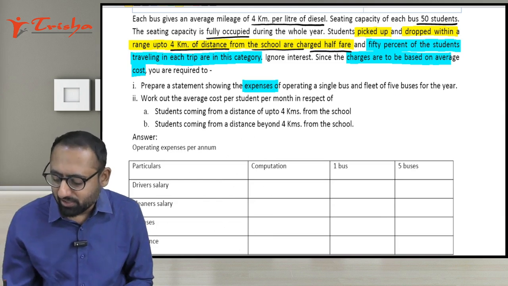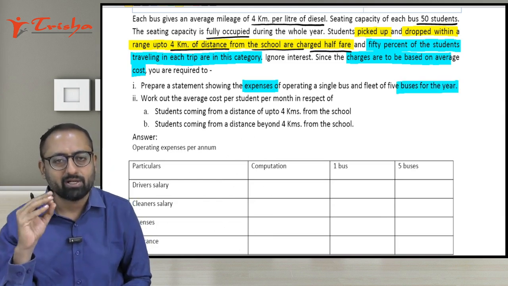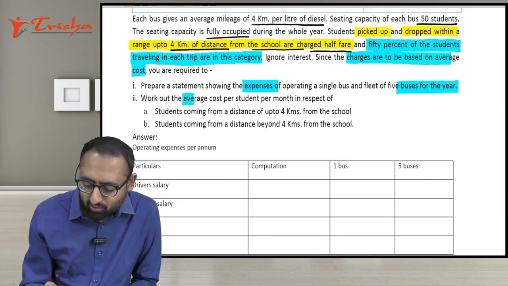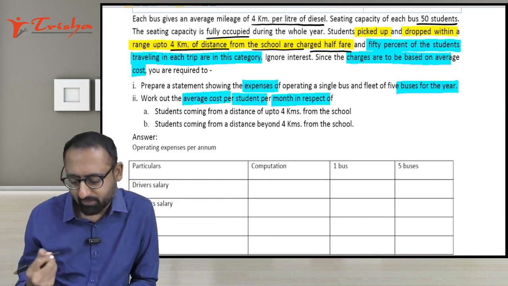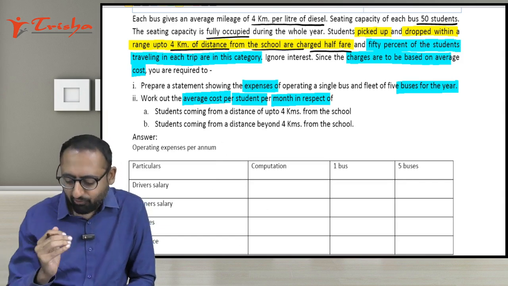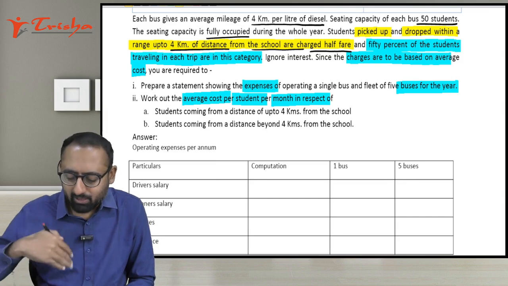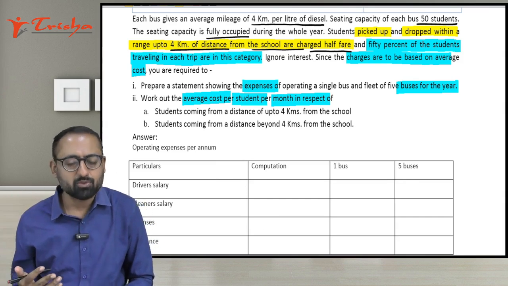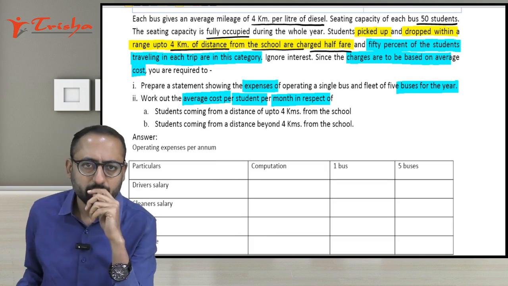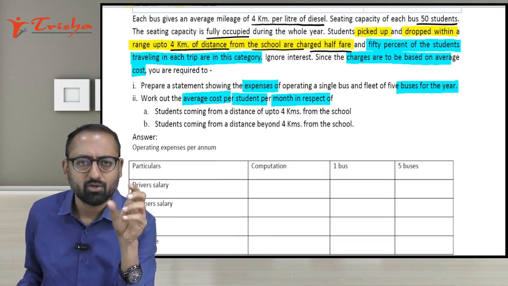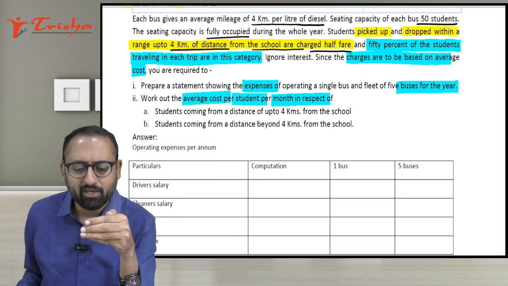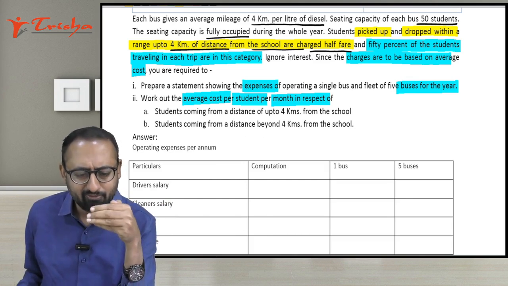Okay. Now here specifically it is given to calculate the expenses for the year. Next one, work out the average cost per student per month. Average cost per student per month coming within 4 km from the school and coming beyond 4 km from the school. So what will be the average cost and what will be the fare? Because fare is dependent on cost only. You are not adding any profit.